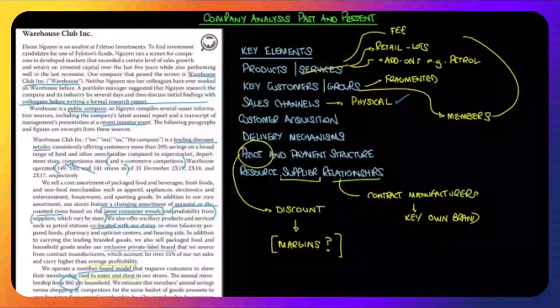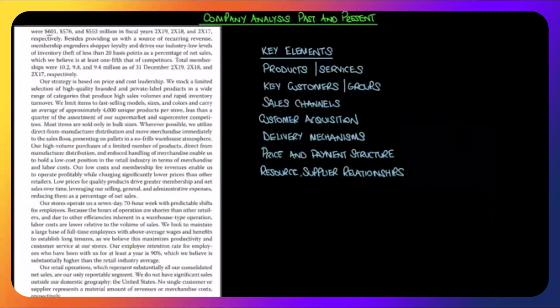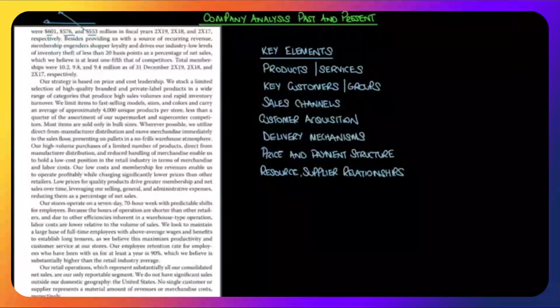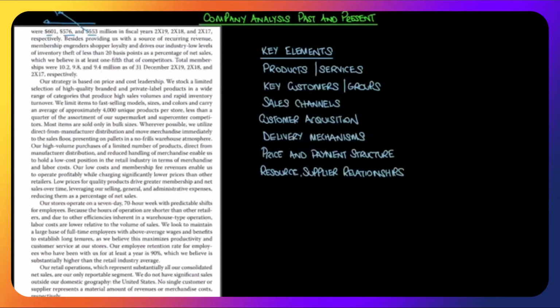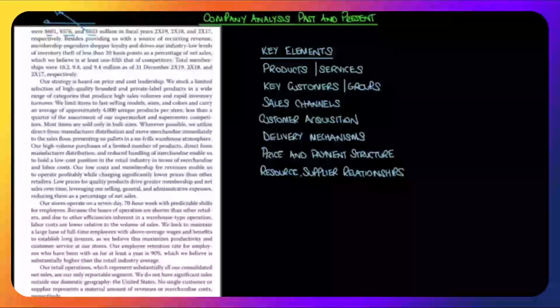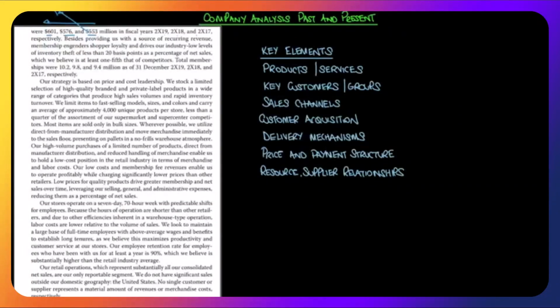Let's move on. Membership fee revenues were 601, 576, and 553. They're rising, which is good news. Besides providing us with a source of recurring revenue, membership engenders shopper loyalty, drives our industry-low levels of inventory theft. Nice, less than 20 basis points of percentage of net sales. That's good. Fifth of their competitors. That's just interesting kind of behavioral science, really, isn't it? If you've paid a membership fee, you don't steal as much. Anyway, that's a side quest. Total memberships were also going up, so both income and memberships going up makes sense.